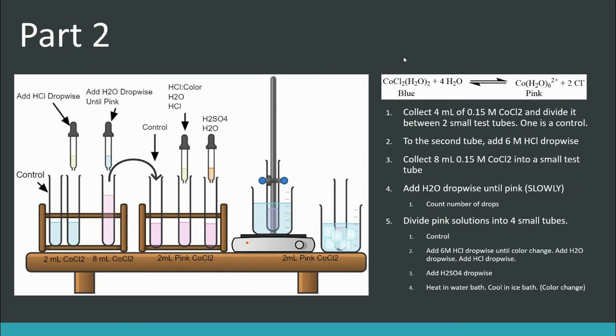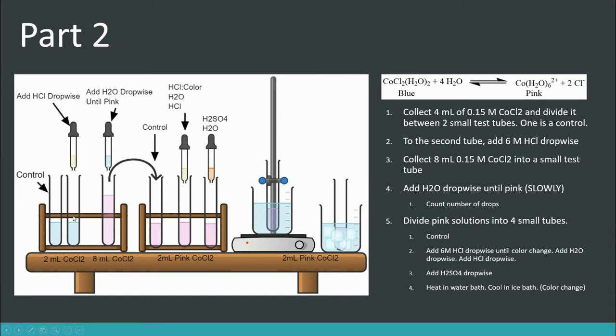In part two, we're going to be shifting to work with cobalt chloride. So we start off by getting 4 milliliters of cobalt chloride and divide it between two tubes right here. So each one will have 2 milliliters. One is going to be control so that we remember what color it starts off as. The other one, we're going to add hydrochloric acid dropwise until we notice a color shift.